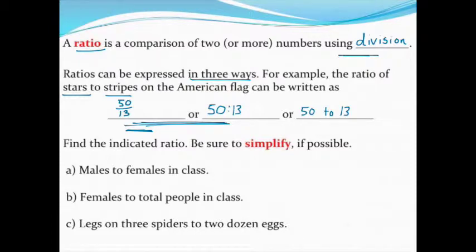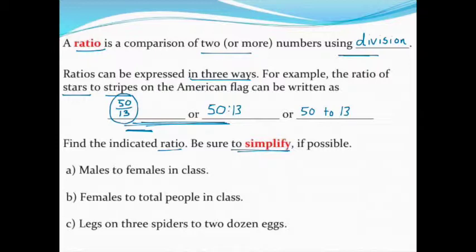We have to make sure, as we're talking about fractions a little bit, with ratios we always simplify like we'd simplify a fraction. No matter what form we write it in, it has to always be simplified. The three ratios we wrote up above with the American flag, none of those could be simplified. Even this first one, 50 over 13, while we could change that to a mixed number if we were working with fractions, ratios should not be written as mixed numbers. Remember, they're comparisons of two numbers or more using division, so making a mixed number would not make sense.